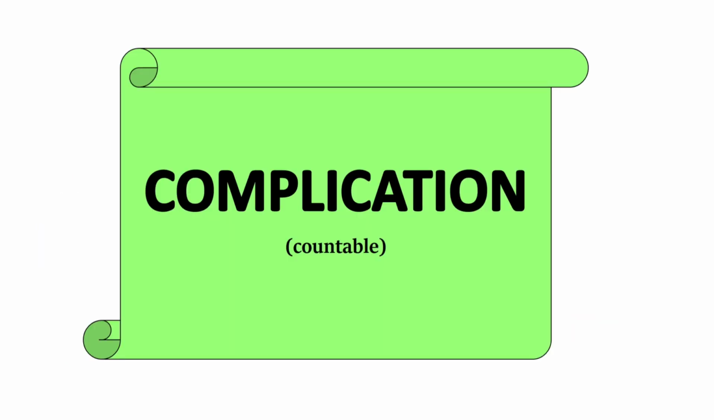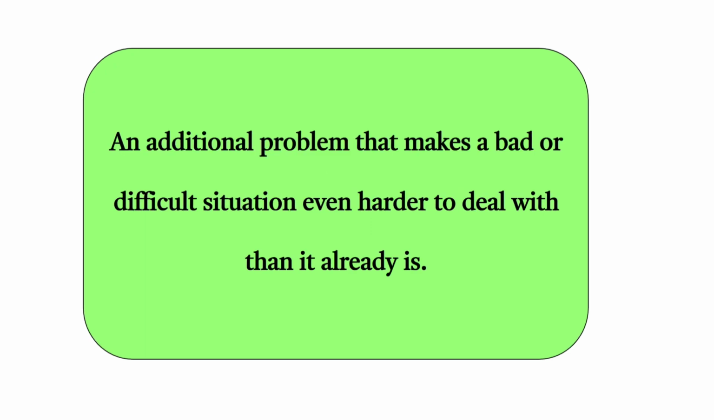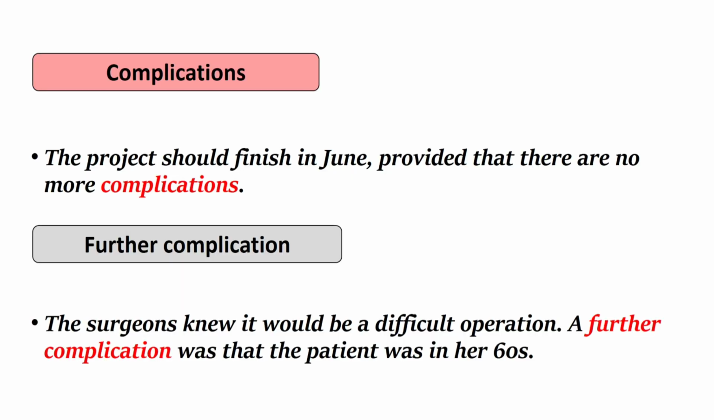The other word is complication. It is countable. It is an additional problem that makes a bad or difficult situation even harder to deal with than it already is. Complications. The project should finish in June, provided that there are no more complications.